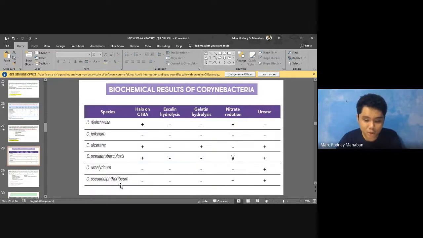So here's the summary of results. C. diphtheriae, ulcerans, and pseudotuberculosis all show a halo on CTBA. But take note, on urease, diphtheriae is negative while ulcerans and pseudotuberculosis are positive. If you want to differentiate ulcerans and pseudotuberculosis, look at gelatin hydrolysis: ulcerans is positive, pseudotuberculosis is negative. But good thing pseudotuberculosis isn't in the choices, so it's ulcerans. The key takeaway to remember: Corynebacterium diphtheriae is urease negative. Please take note. Okay, so that's for the Corynebacterium case study.